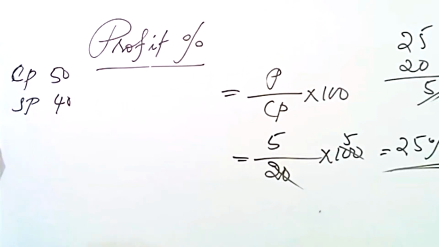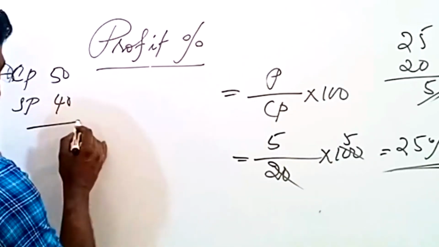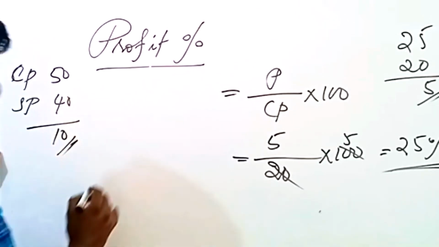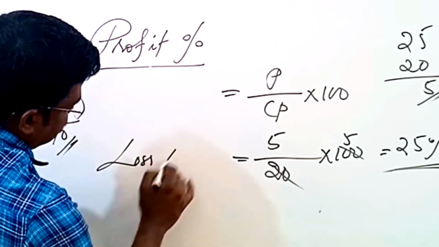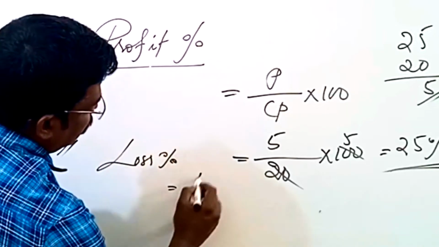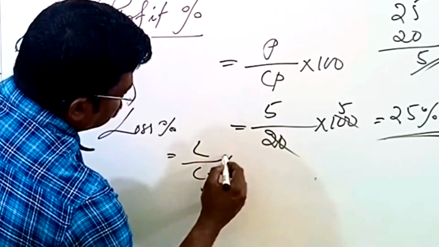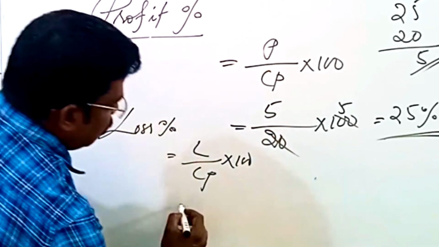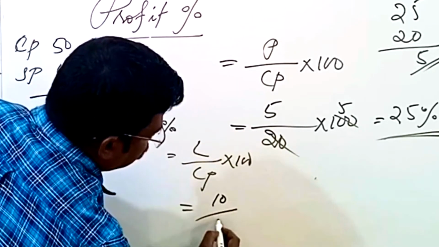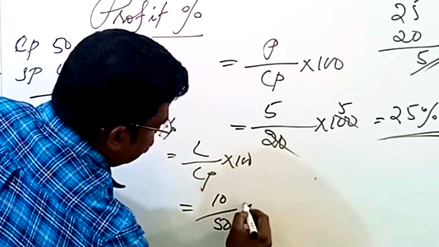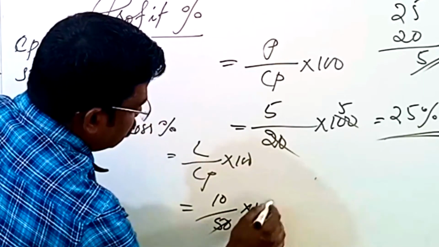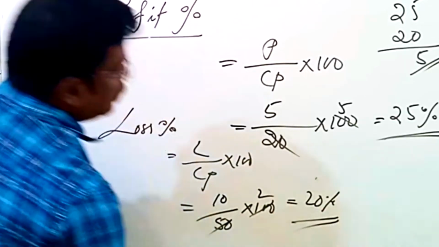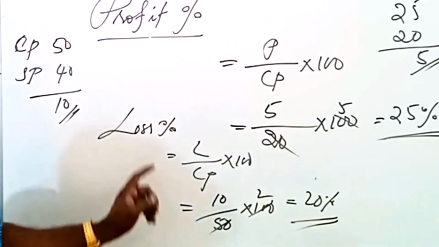So there was a loss. 10 rupees loss we found. So loss percentage: how can we find it? Loss divided by cost price into 100. Here, what was the loss? 10 rupees. And cost price was 50, into 100. So here we can find that 20% is the loss percentage.